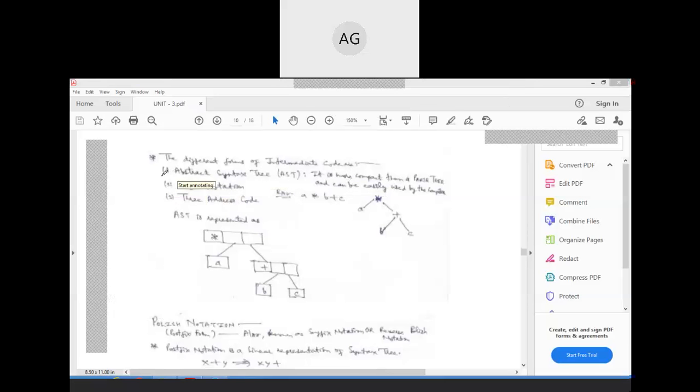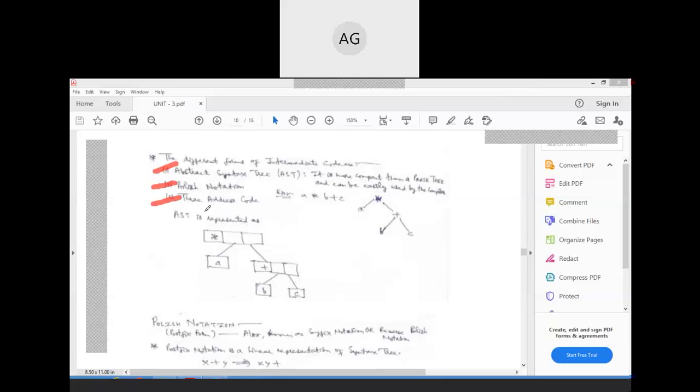First is the abstract syntax tree, abbreviated as AST, the second is the Polish notation, and the third is three address code. Both of the above two, abstract syntax tree and Polish notation, you already studied in the data structure and algorithm subject.